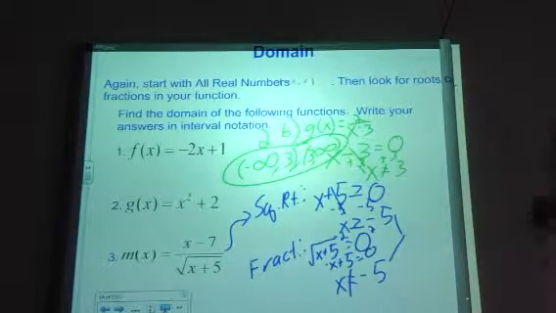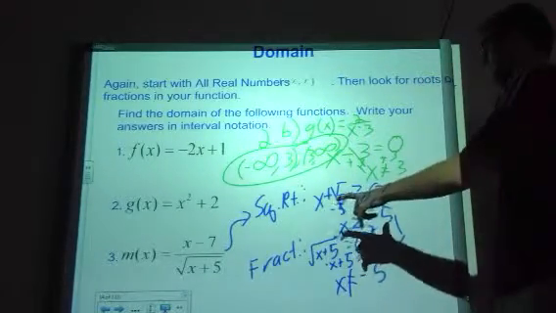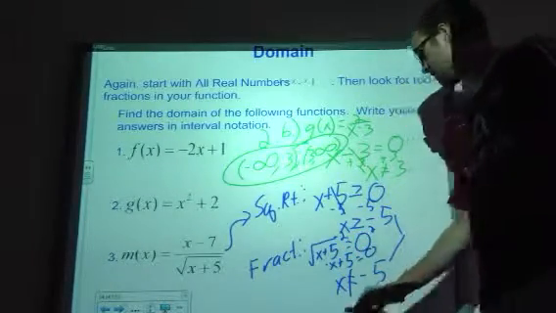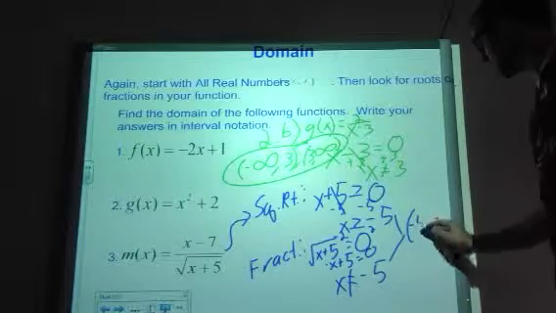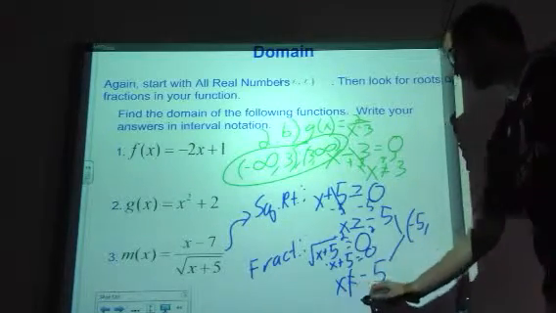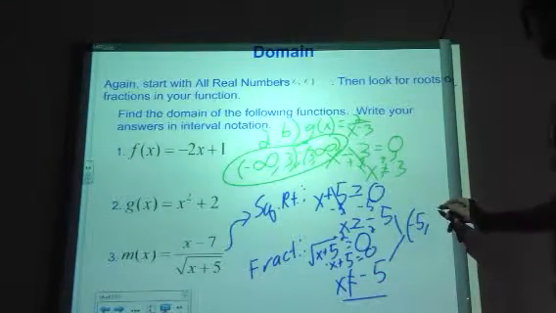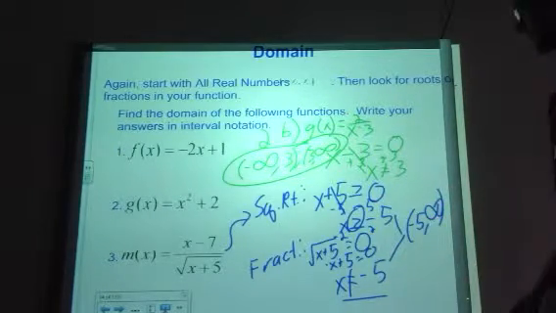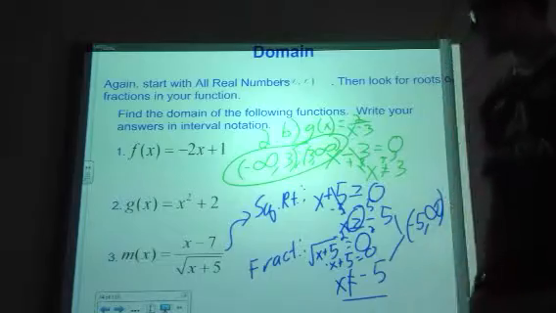Okay? Combining those two restrictions, we only want stuff when x is greater than or equal to negative 5. And we can't have negative 5. So we're going to start at negative 5, not include negative 5, because the fraction doesn't allow that. And we're going to go up to infinity, because we wanted everything greater than or equal to negative 5.